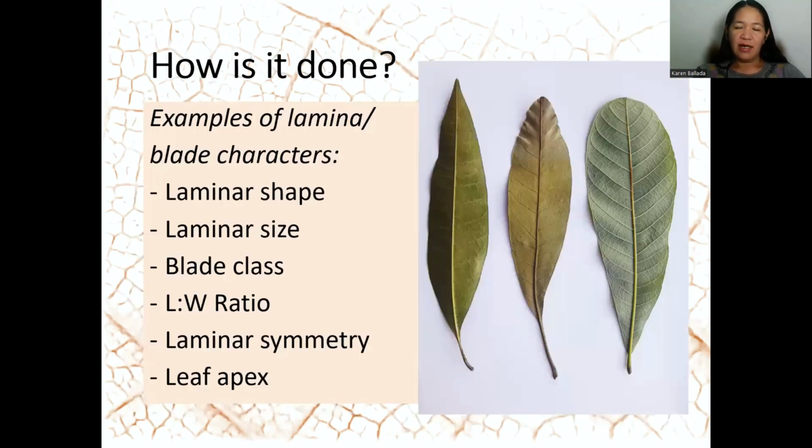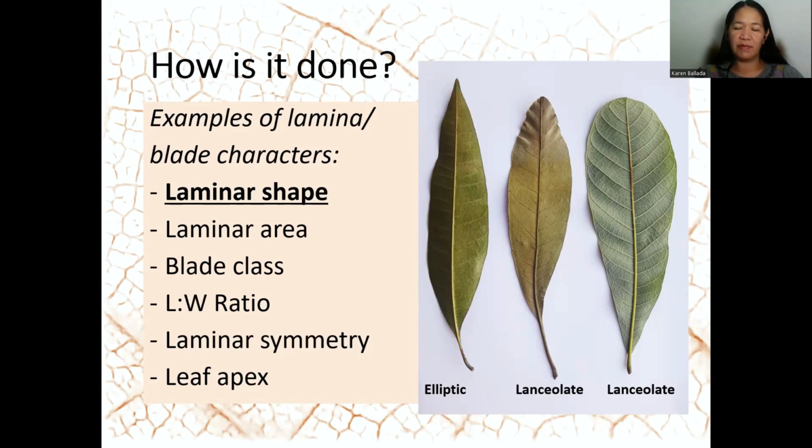Okay, so for this part, I would just like to share with you some examples of blade characters, or the general blade or lamina characters that are usually described. So you have the laminar shape, laminar size, blade class, length to width ratio, laminar symmetry, and of course the leaf apex. So let's start with the laminar shape. For the laminar shape, as I mentioned earlier, there are standard terminologies that are used to describe this, and there are corresponding descriptions accompanying these different shape categories.